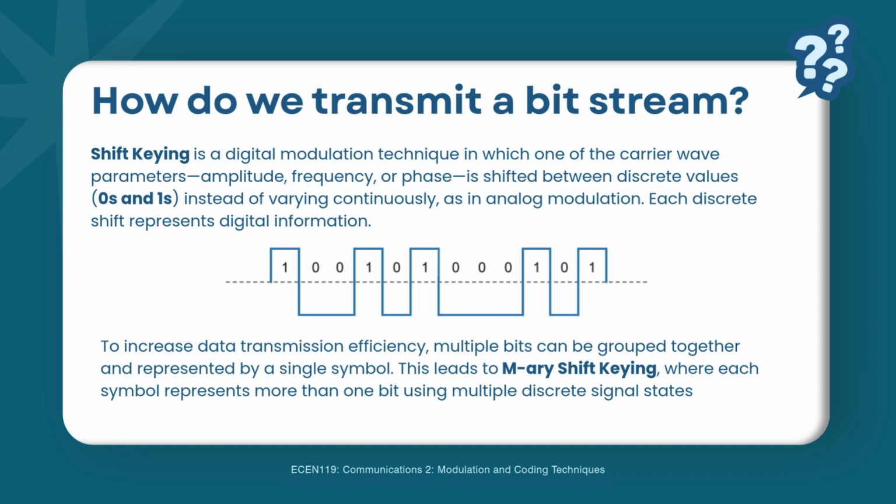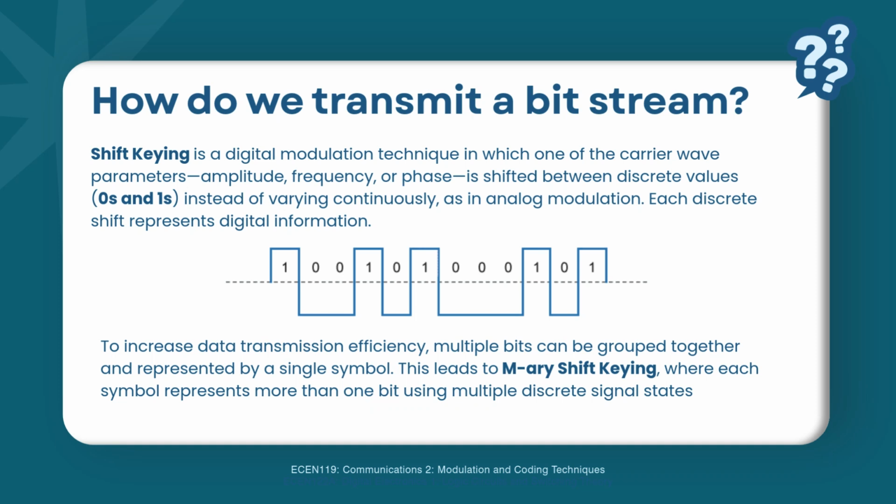In shift keying, the carrier wave does not vary continuously like in analog modulation. Instead, one parameter of the carrier, either amplitude, frequency, or phase, is shifted between discrete values. Each discrete shift corresponds to a digital value, allowing the carrier to represent binary data. Initially, binary data can be transmitted using two discrete signal states, representing logic 0 and logic 1. However, transmitting only one bit per symbol limits the data rate.